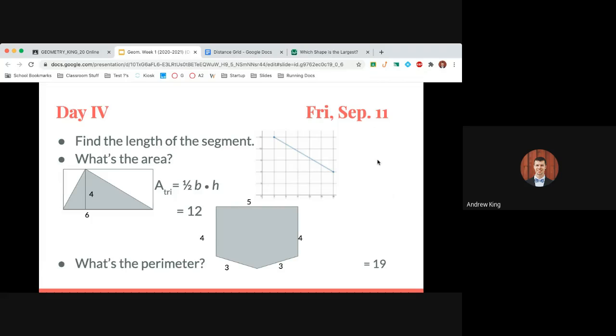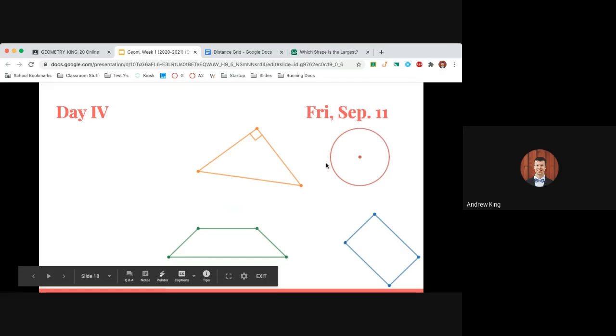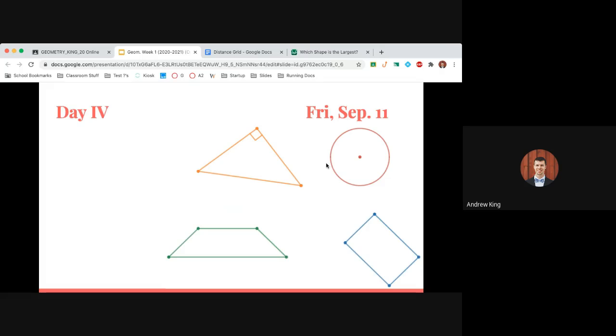So what we are going to do now is you're going to go to level 3 of your distance grid, and we are going to try this together. What we did in class was we looked at these shapes and said, which one has the most area? Which one's the biggest? And we took guesses. We figured out who thought each shape was the biggest. It was pretty evenly split among them all. A lot of people said that the triangle, the orange triangle, had the most area.